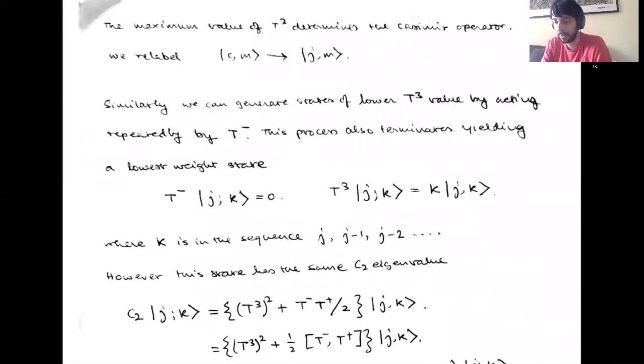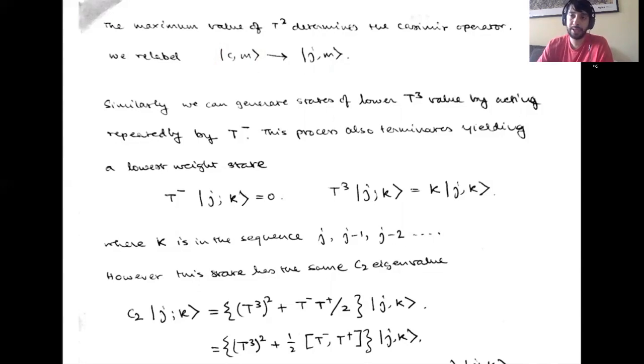Very good. So the maximum value of T3 is determined by what the Casimir operator is. So what we do is, instead of labeling it as C and M, we just label it as J and M. Okay.